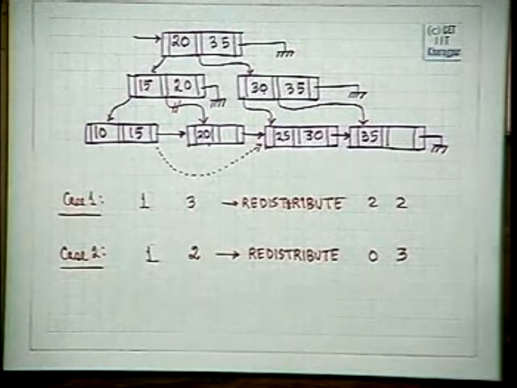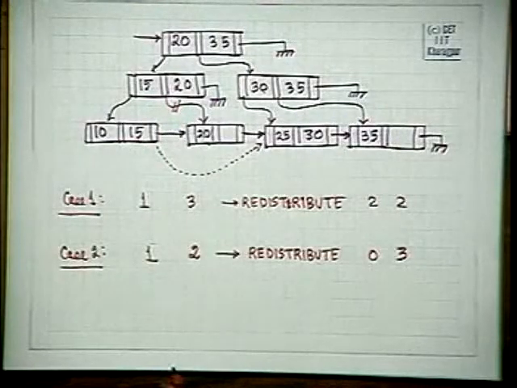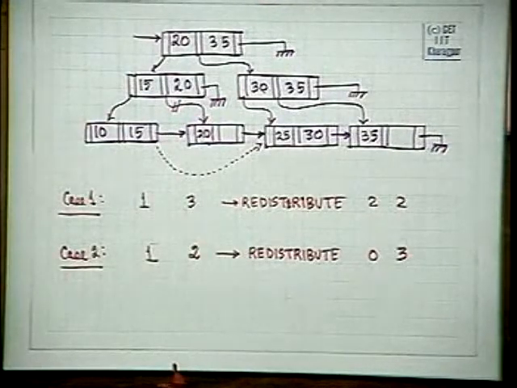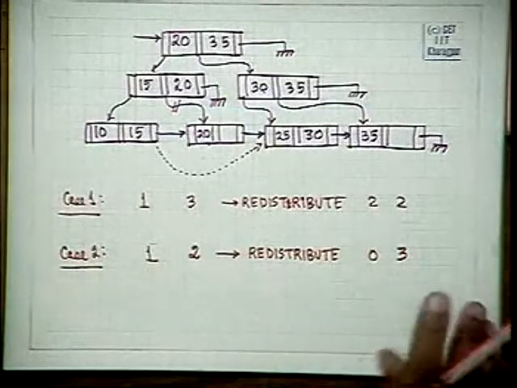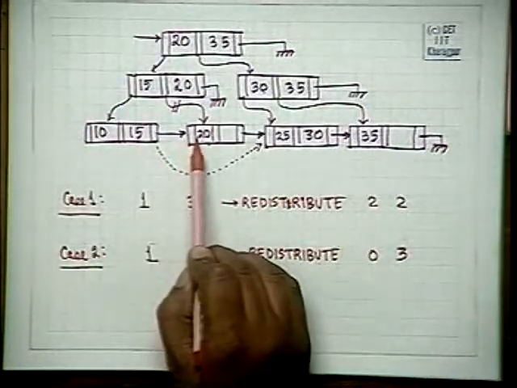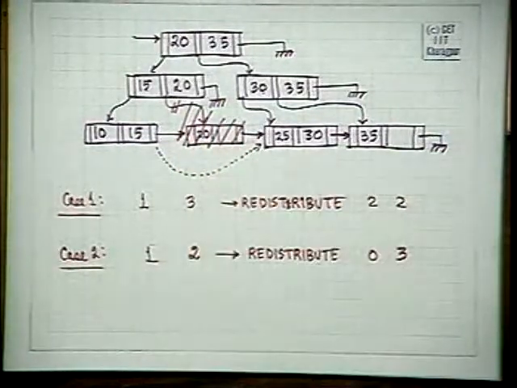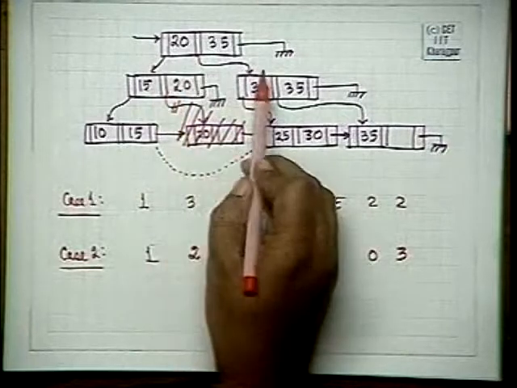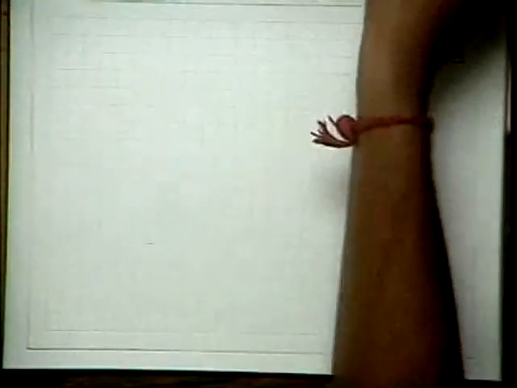Redistribute it to be 0, 3 and delete the 0. So let us see it step by step. After we have deleted this, this is not there. We will shift this here and we will get a structure like this.